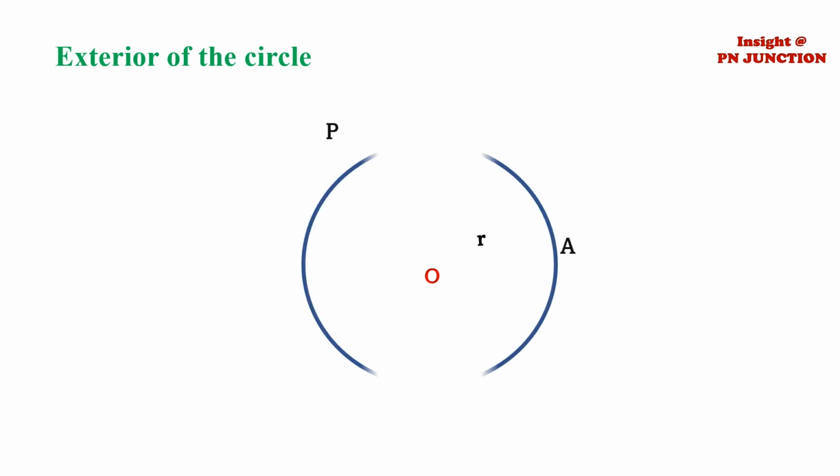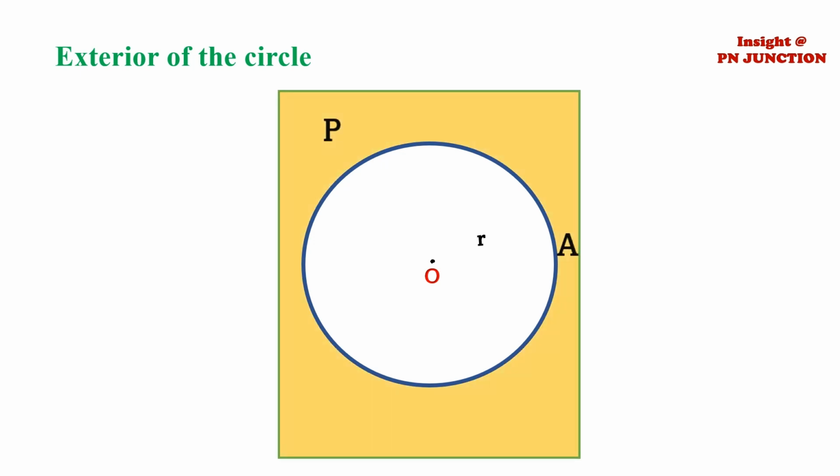On the other hand, the exterior of a circle is the region that lies outside the circle's circumference. The shaded region represents the exterior of the circle. It is the set of all points whose distance from the center is greater than the radius.